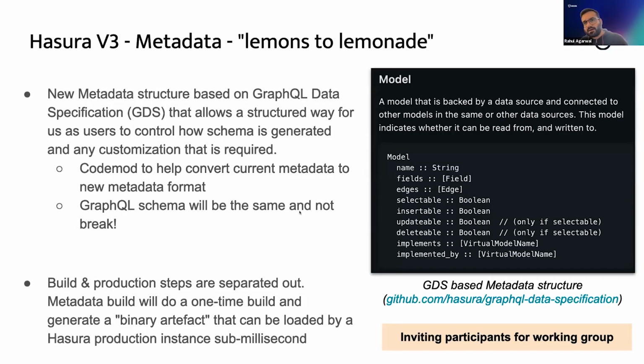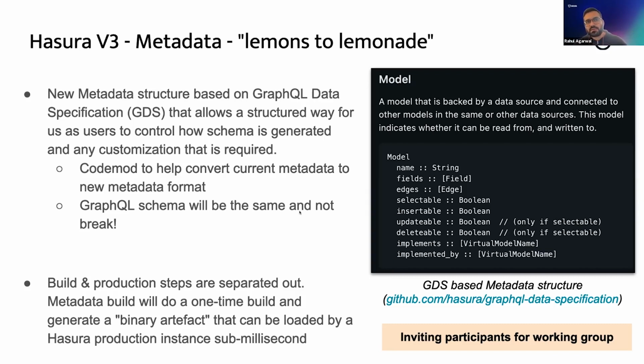So this is a preview into what V3, at least the metadata side of it, would look like. There is going to be a new metadata structure based on the GraphQL data specification. There is a GitHub link for the GraphQL data specification for you to peruse and start learning about the new concepts introduced there. But the main benefit is that it will allow a structured way for users to control how schema is generated and any customization that is required.